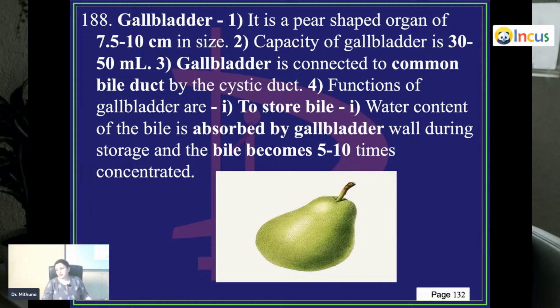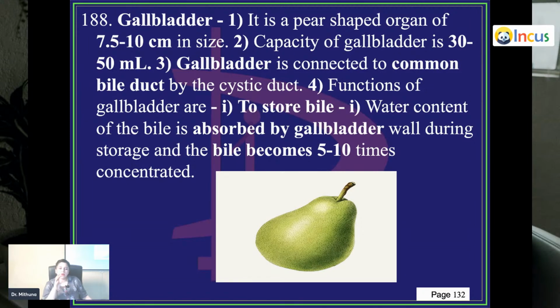What are the functions of gallbladder? It is to store bile. Whatever hepatocytes have produced, वो जाके कहाँ पे store होते हैं? It gets stored in the gallbladder. It's like a sac-like thing. ठीक है? Water content of the bile is absorbed by the gallbladder wall during storage, and the bile becomes more concentrated. So concentration of the bile is a function of the gallbladder.